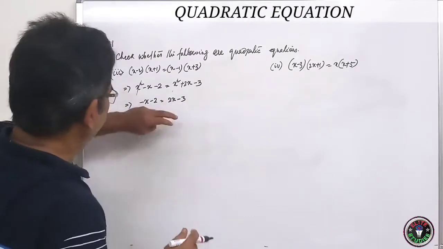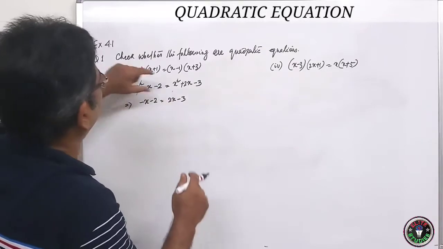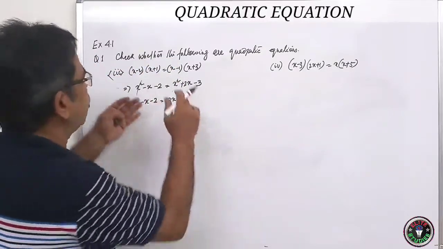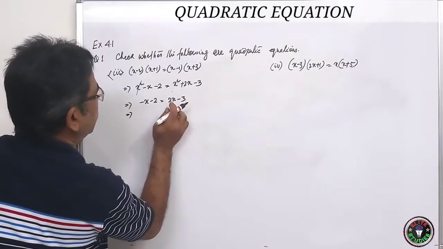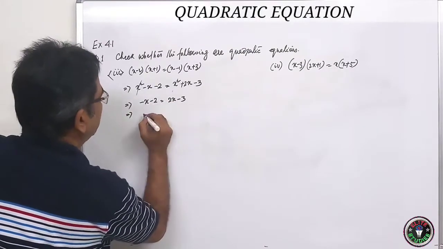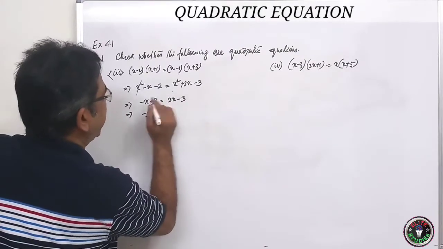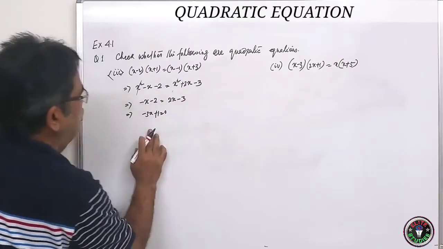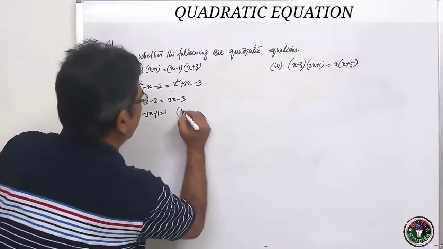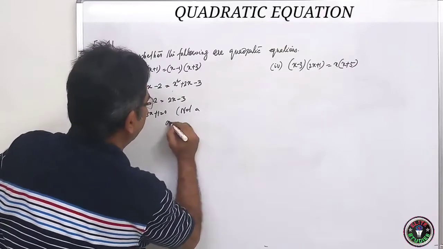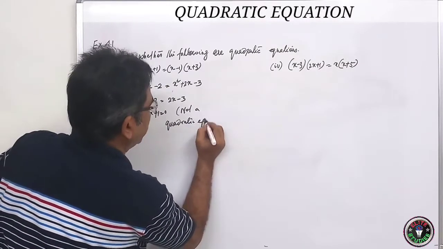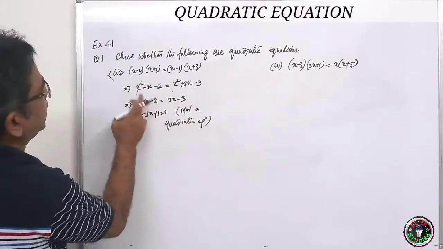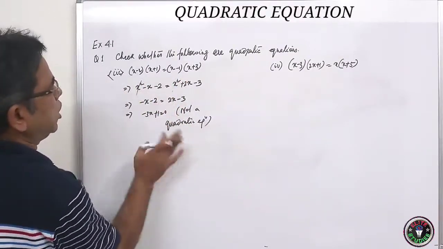You see, from here only you can understand that it is not a quadratic equation, because the square term is gone. Now if you simplify, it will become minus 3x plus 1 is equal to 0. So it is not a quadratic equation. Why? Because the square term is cancelled out.